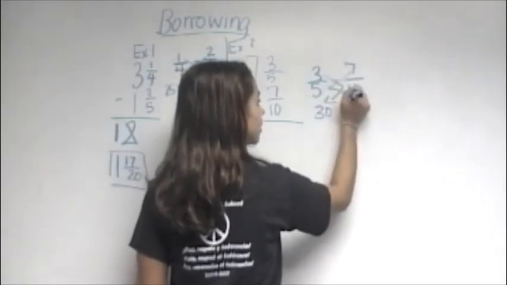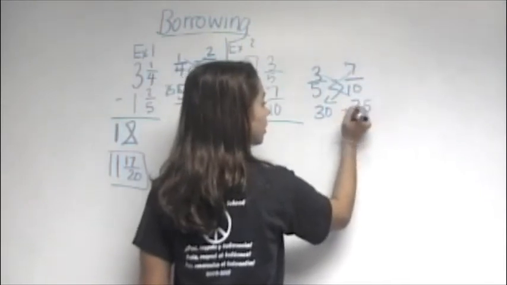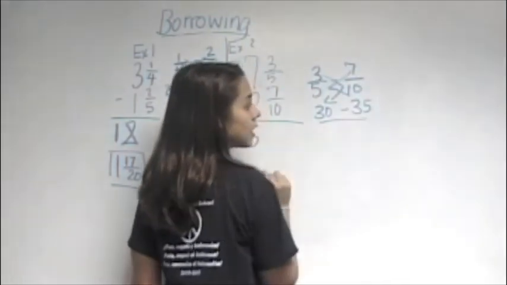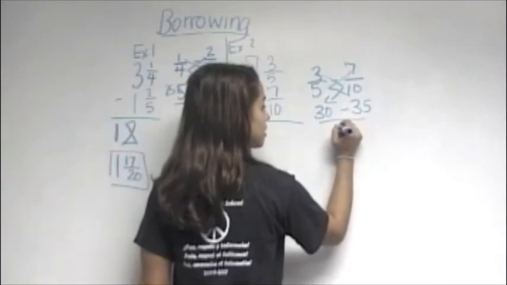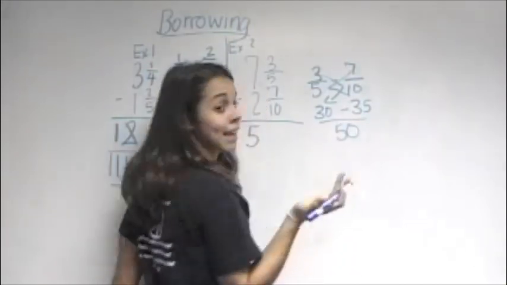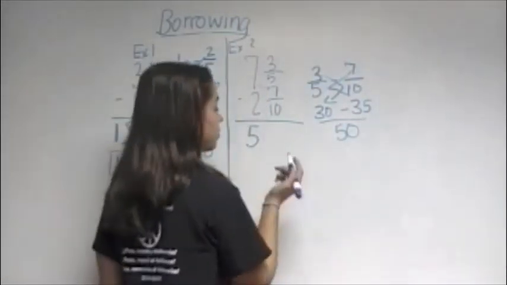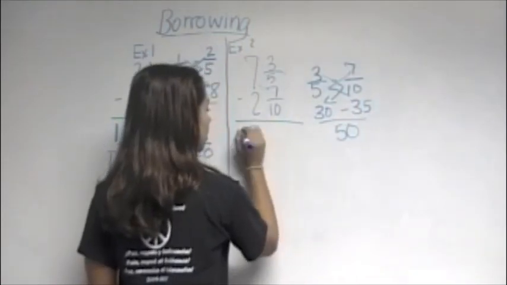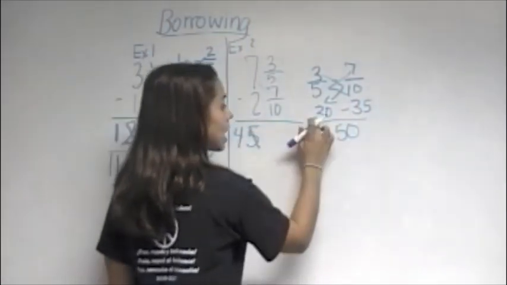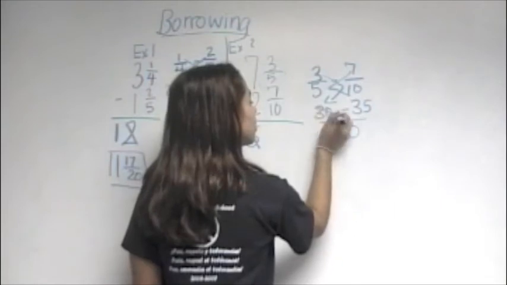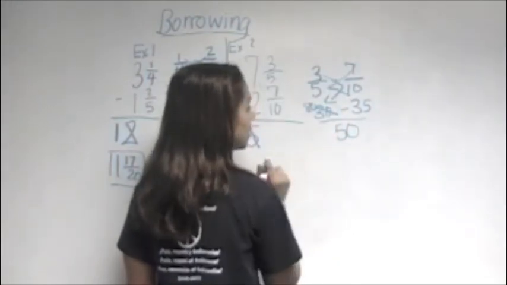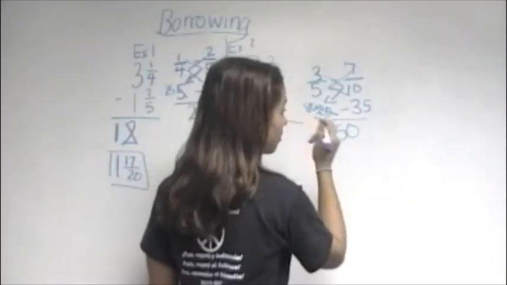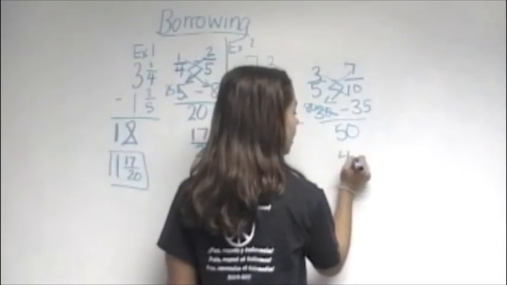30. 35. Multiply your two denominators. 5 times 10 is 50. Can't do 30 minus 35, so we borrow from our whole number. It becomes a 4, and we add these two. 30 becomes 80. 80 minus 35 is 45.